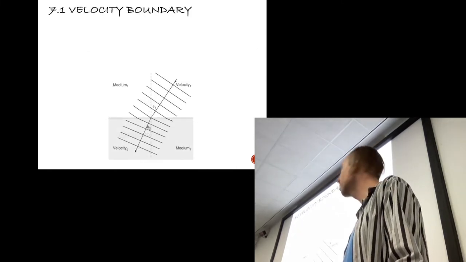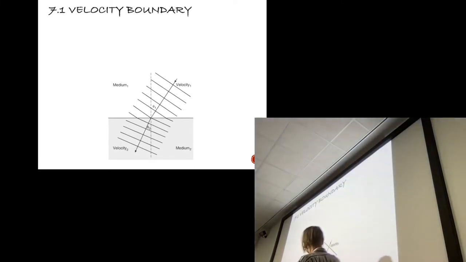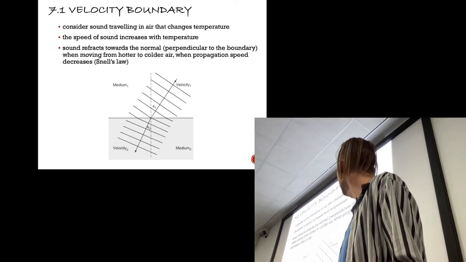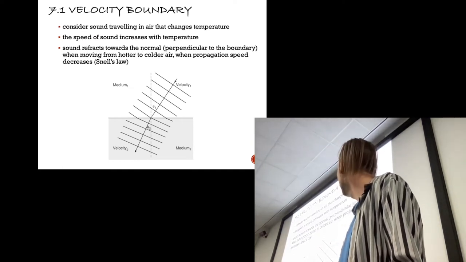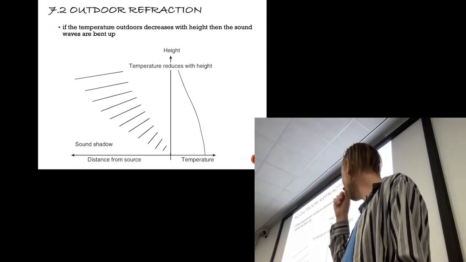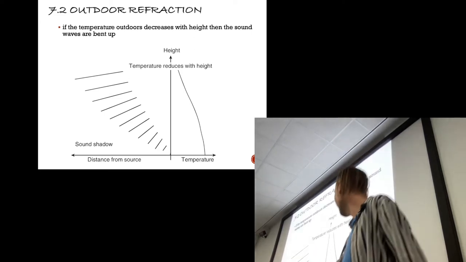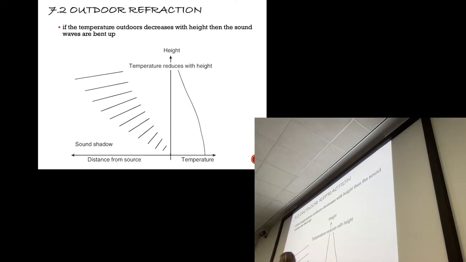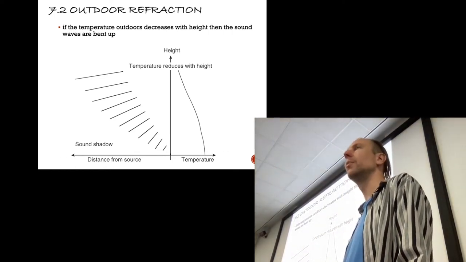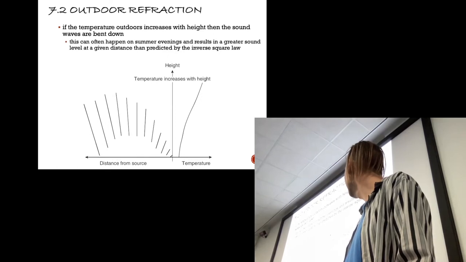Okay, velocity boundaries. So what we have there is refraction. If you have a different velocity from a different medium, you get reflection, but what you also get is direction change. Okay, just so you know, we won't be doing much of this. There is not much practical use for this. Outdoor refraction is something that is somewhat more practical. So because temperature reduces with height, you actually get a sound shadow. So if I have a sound emitted here, right, then it kind of travels up, which has to do with refraction. Okay, so the change of temperature in the medium acts as a curving thing, if I may. Okay?